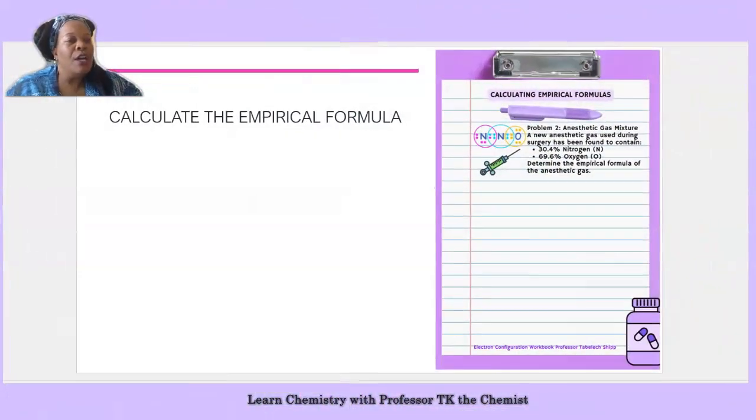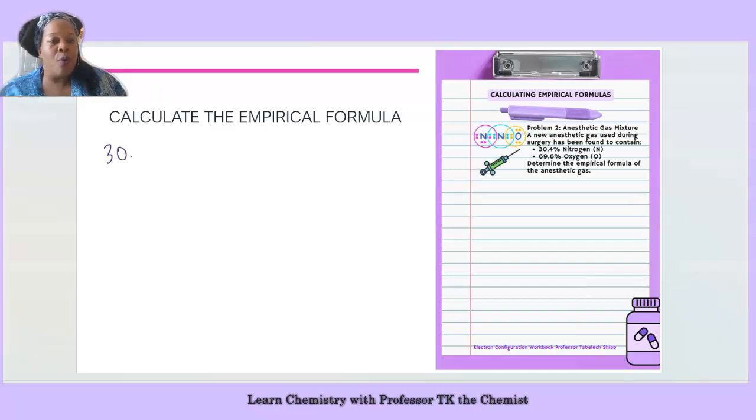It says, a new anesthetic gas used during surgery has been found to contain 30.4% nitrogen and 69.6% oxygen. Determine the empirical formula of the anesthetic gas. So here's what we're going to do for this problem. We're going to first take the percentages and make them grams.